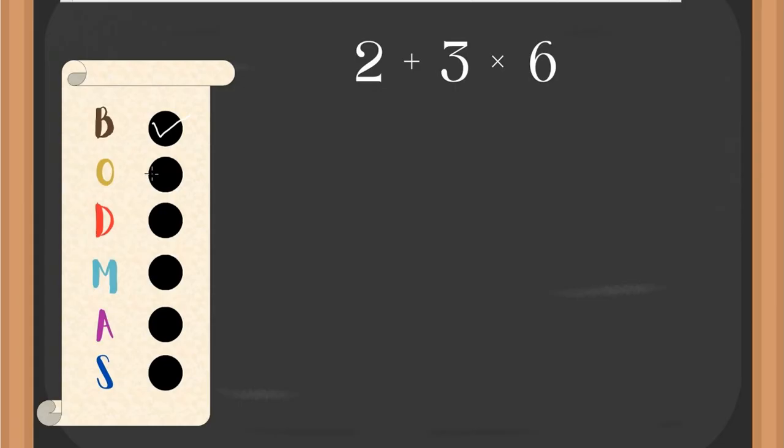Next, we have indices or exponents. That's your order. Do we have any exponents, powers, or square roots in this question? Right? I'm going to take that off as well. And then we have division. Do we have any division in this particular question? We don't have any division. And then next is multiplication. Do we have multiplication? Yes.